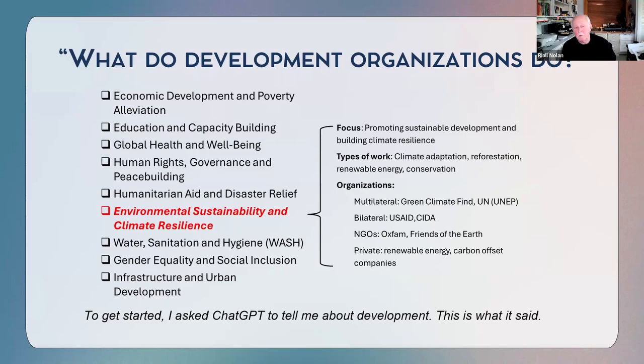And so ChatGPT will say to you, well, here's the focus of that particular subdomain. Here's the kinds of stuff that happens there. And here are the organizations that do those things. So we can take it further and say, okay, within the environmental sustainability subdomain, what happens there?